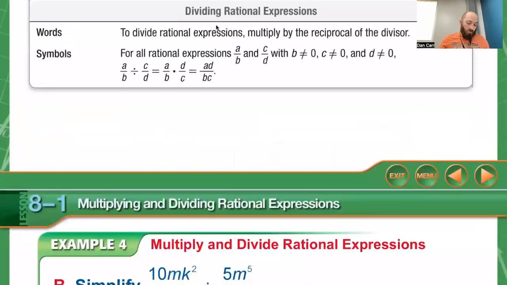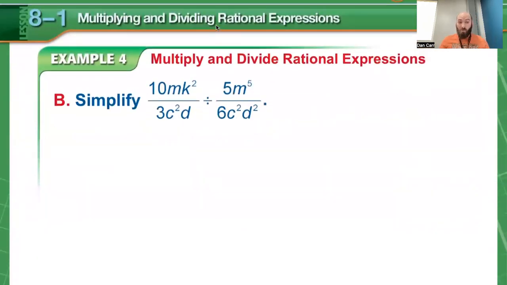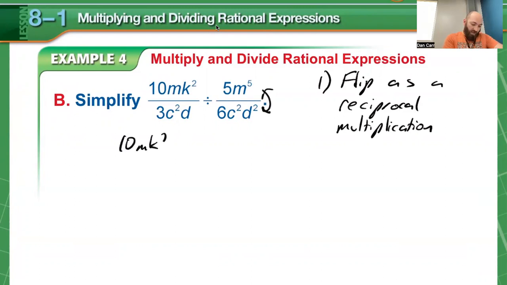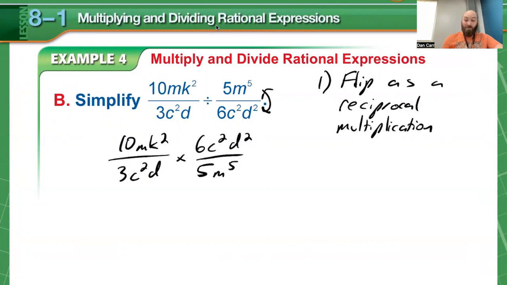Okay. So if we look at this right here, in order for me to divide this out, step one is flip as a reciprocal multiplication. I feel like I'm saying that kind of awkwardly, but hopefully you get the idea. We're going to take this second fraction and flip it over. So we have 10mk squared over 3c squared d multiplied by 6c squared d squared over 5m to the fifth.